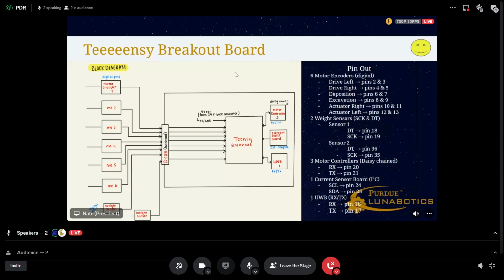Yeah, so for our pinout, we have 6 encoders. They're all named and listed there. They only need digital pins, so it's pretty easy to find spots for them since everything on the TNC board has a digital input option. And so you'll need a total of 12 pins for all of your encoders.